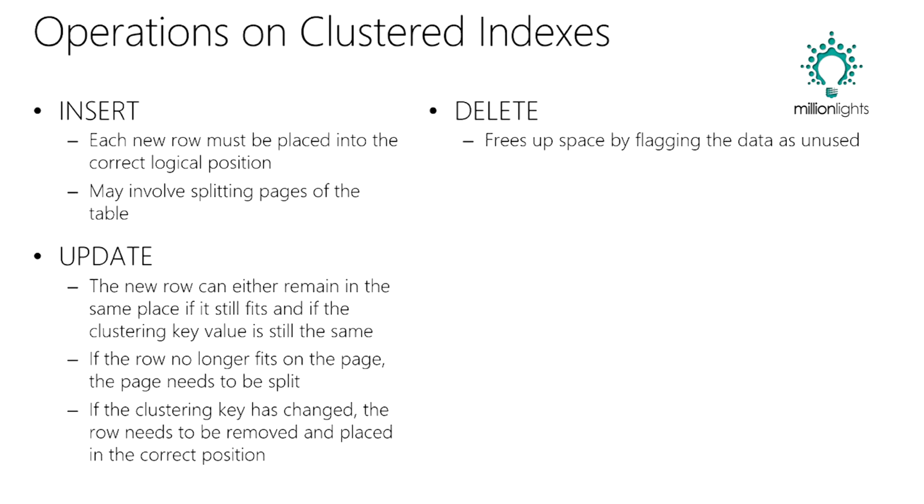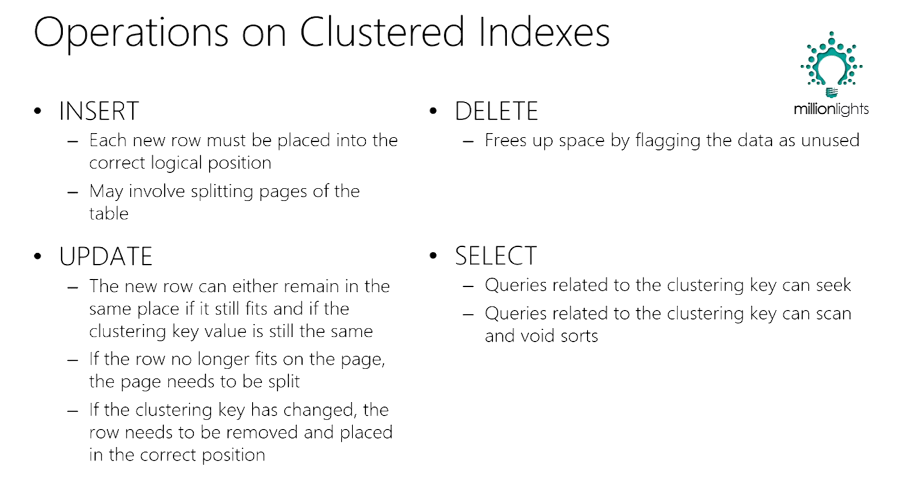Okay. Exactly. And then if we're issuing a delete operation, basically we're going to flag the data as unused, so it's a less expensive operation. And then finally, select. So queries relating to the clustering key, so this is the order of the data that we're doing. So we can have a seek, and we can have a scan. So there are 2 types of operations on indexes, the seeks and scans, and we'll look a bit more at those when we come to the demos. Okay, good to know.